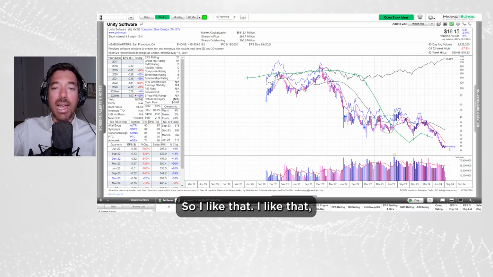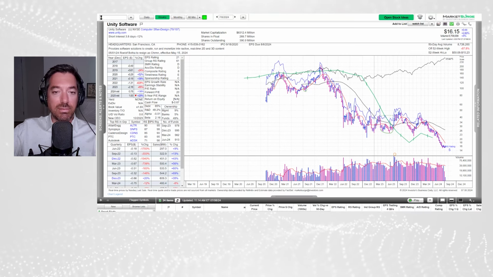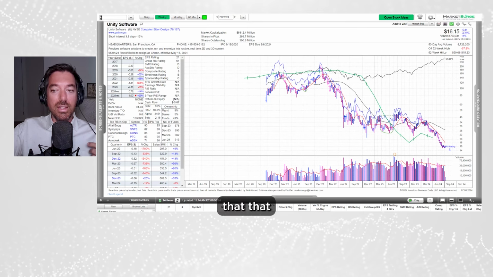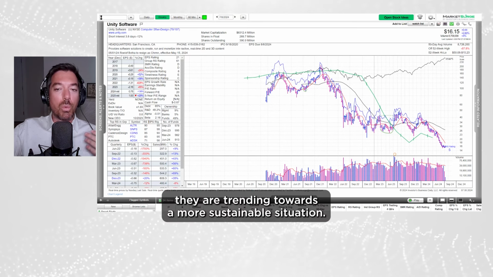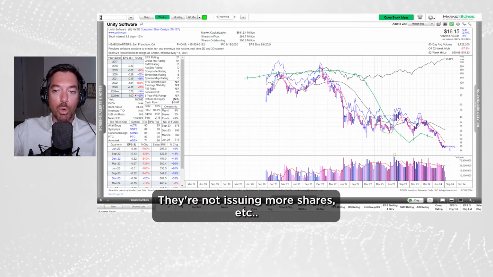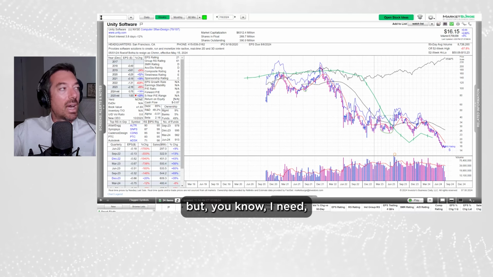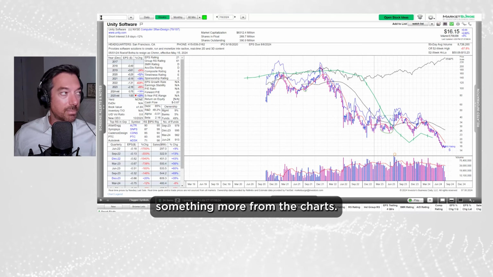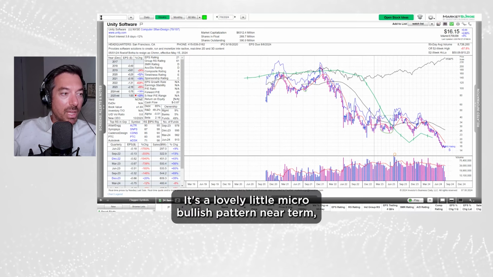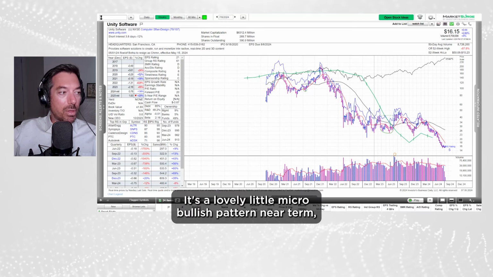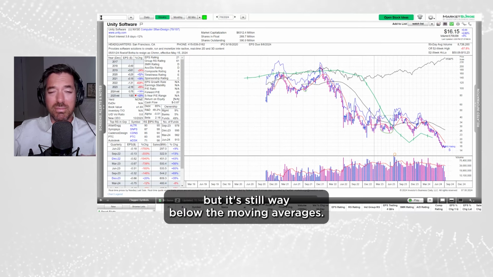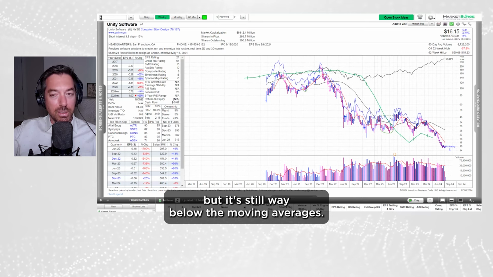So I like that. I like that they are trending towards a more sustainable situation. They're not issuing more shares, etc. But I need something more from the charts. It has been improving. It's a little micro bullish pattern near term, but it's still way below the moving averages.